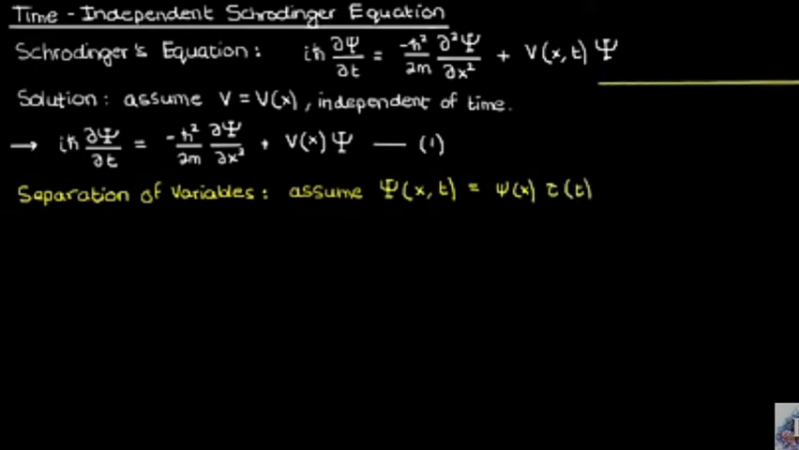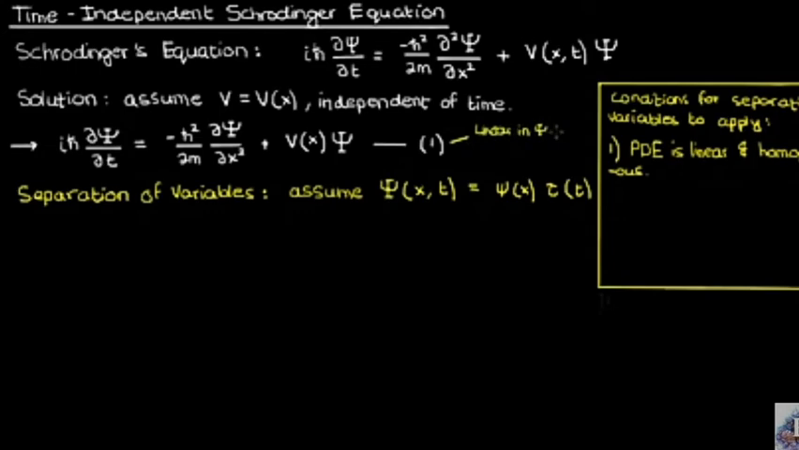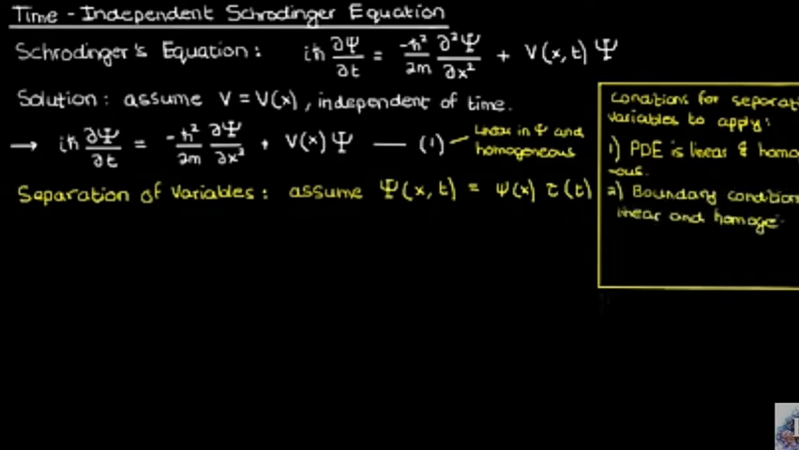But if you were paying attention in my PDE series, you will know that certain conditions must be met before we can use separation of variables. One of these conditions is that the PDE we are solving must be linear and homogeneous. If you look at the Schrodinger equation, it is linear in the wave function psi, which we are solving for. There is no psi squared or derivative of psi squared. It is also homogeneous, there's no constant or function being added that doesn't include psi. The other condition of separation of variables is that the boundary conditions on this PDE are also linear and homogeneous.